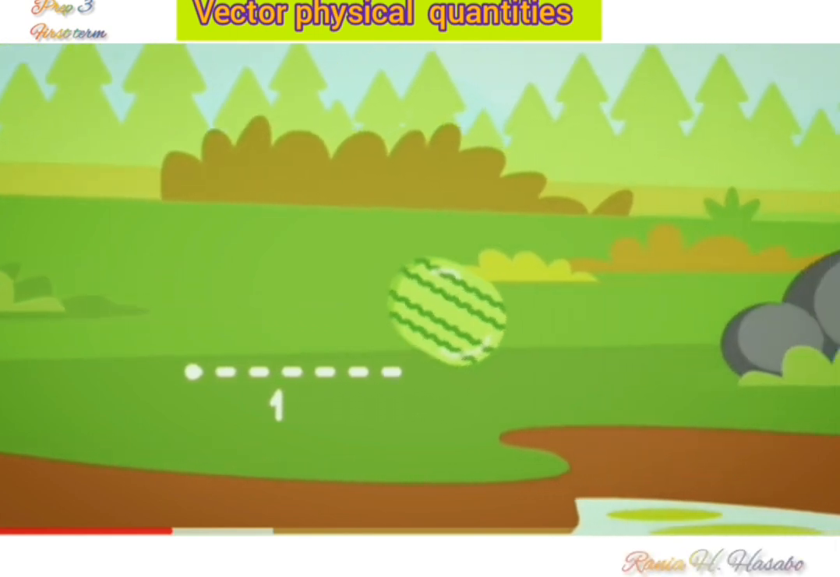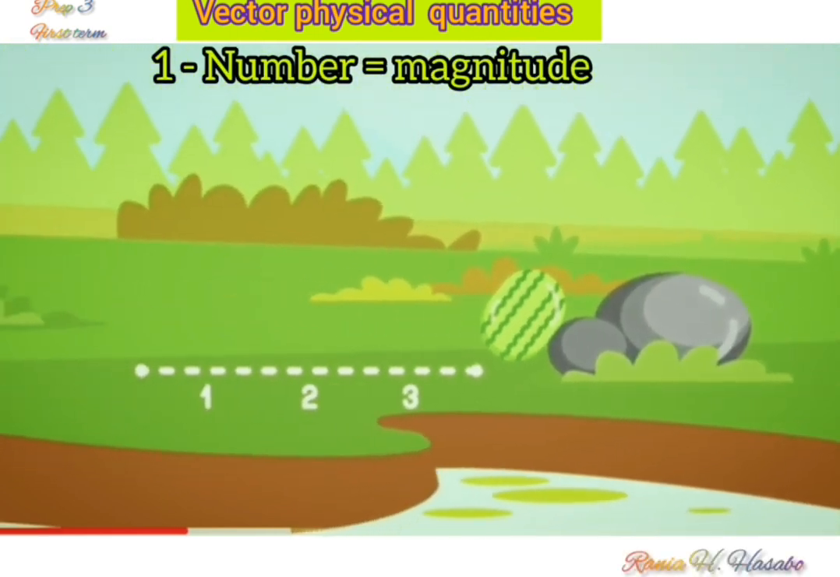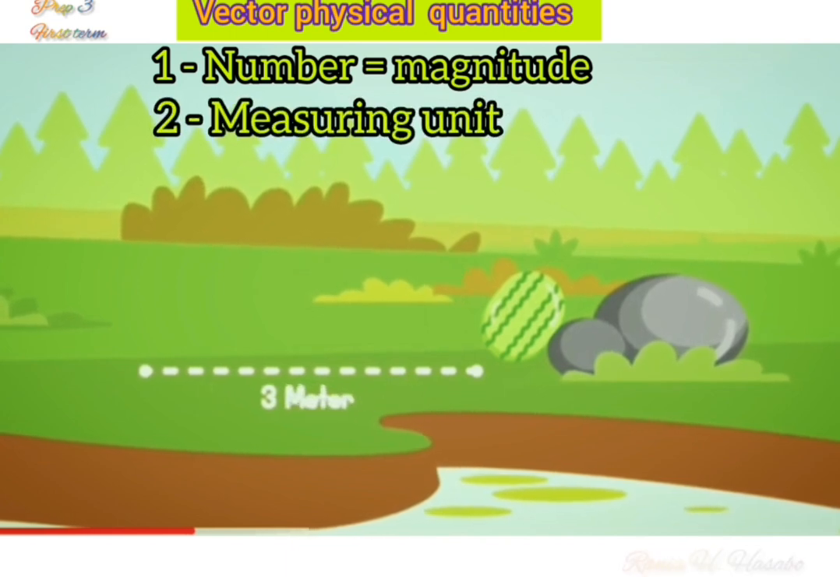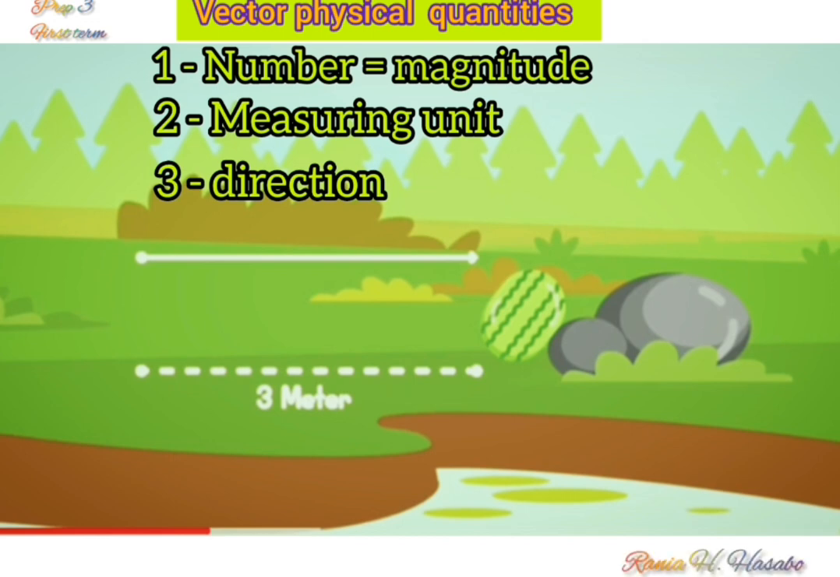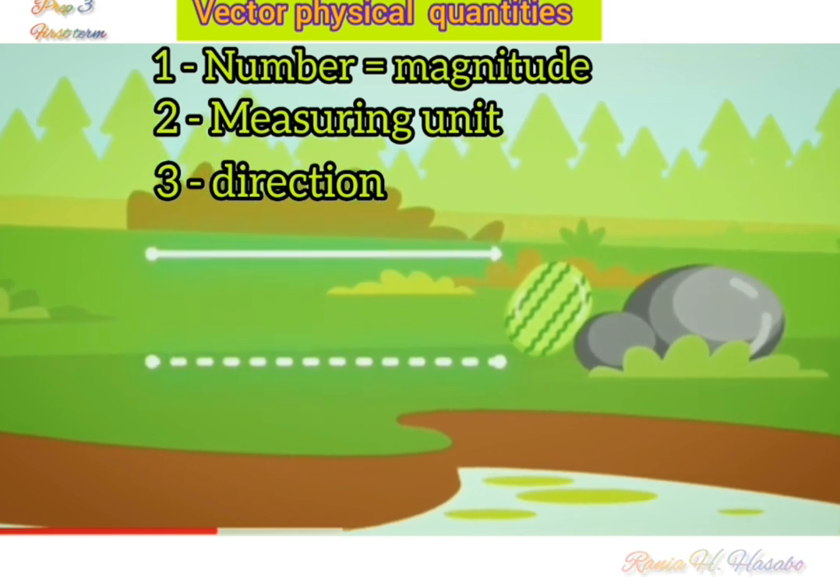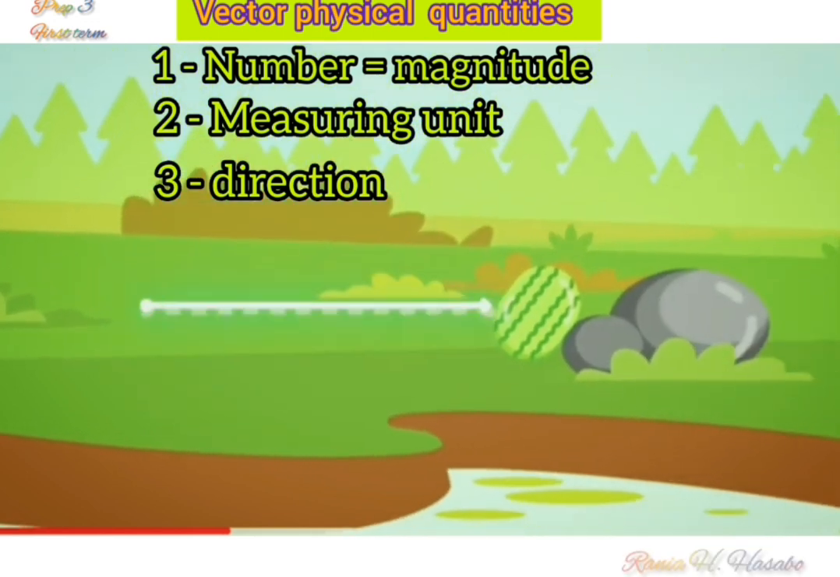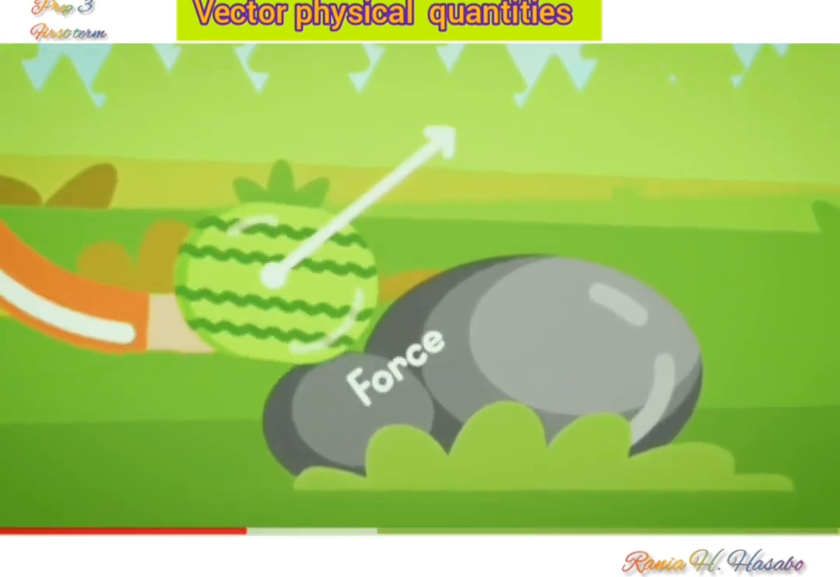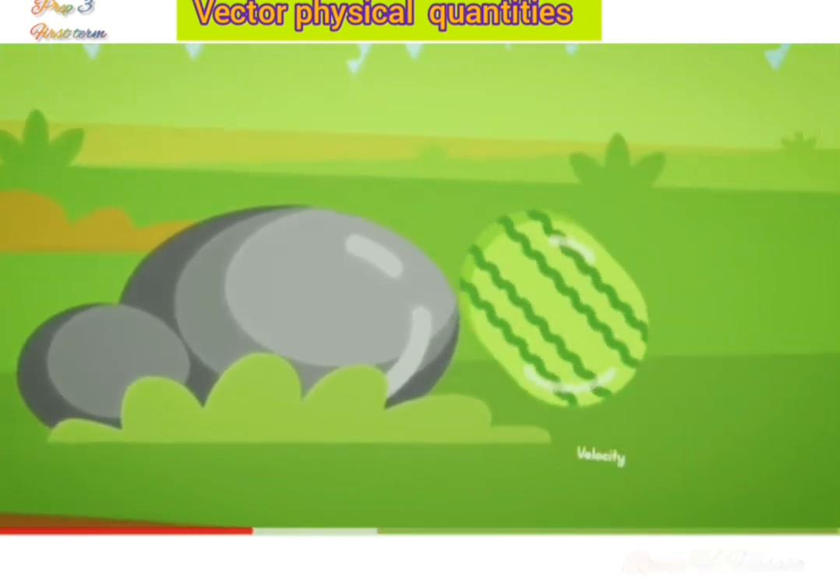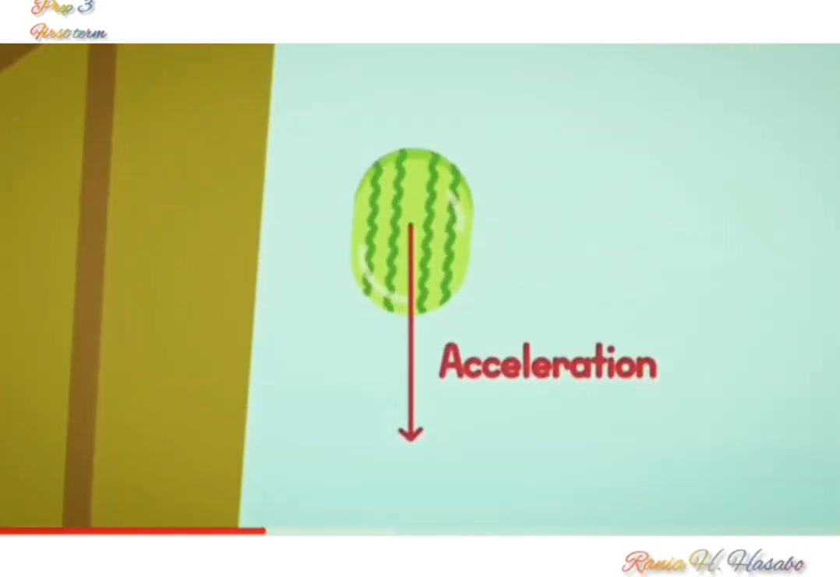Vector physical quantity which is specified by 1. A number which represents the magnitude of the quantity. 2. The measuring unit, as 3 meters. 3. A specific direction. This means a vector is a representation of both quantity and direction at the same time. Its example includes displacement, force, velocity, and acceleration, gravity acceleration.